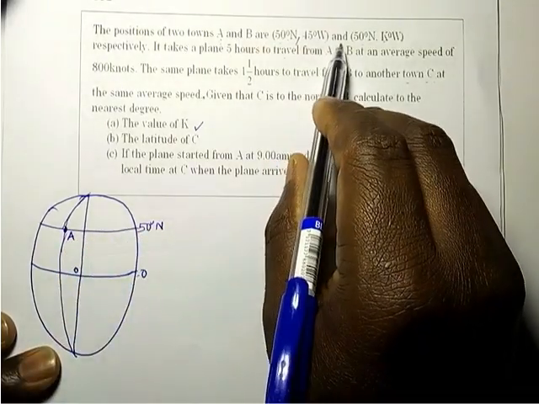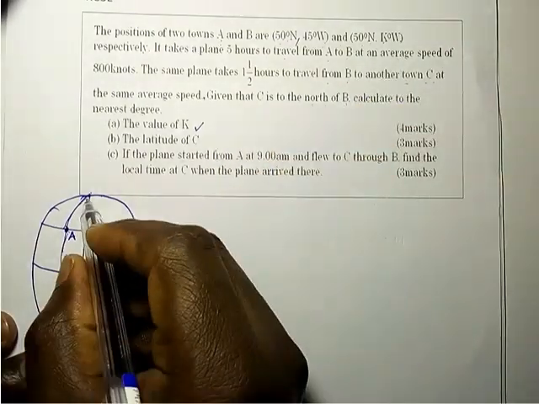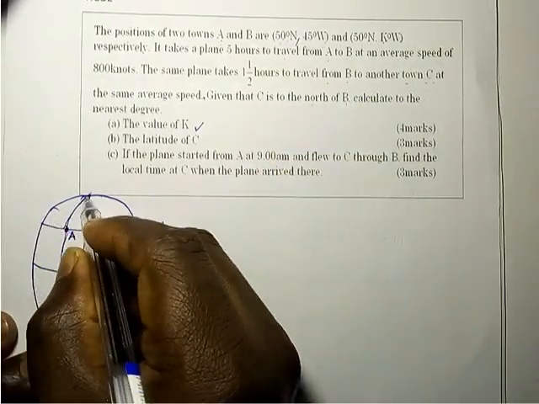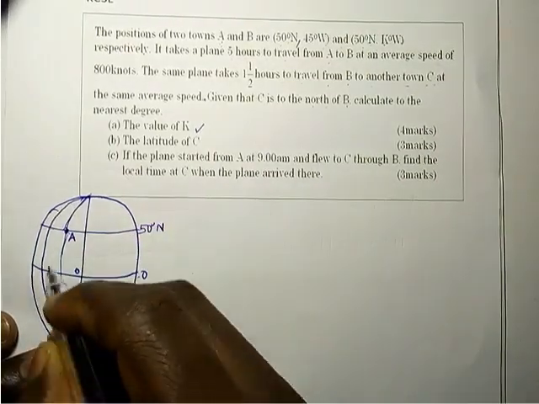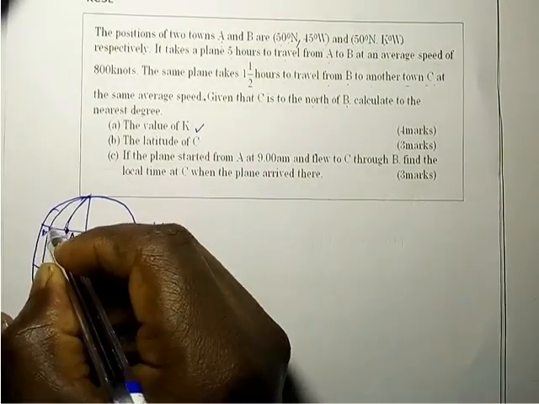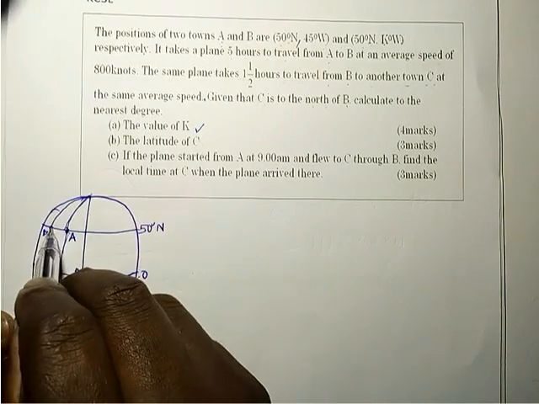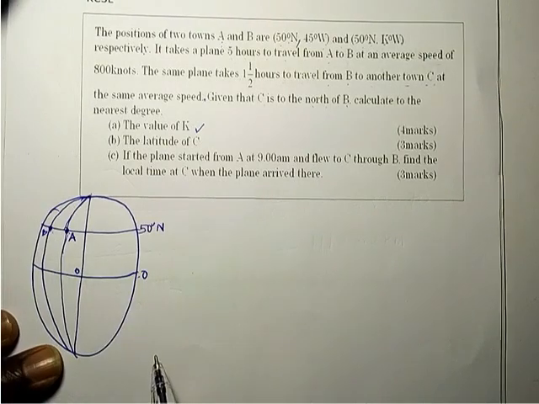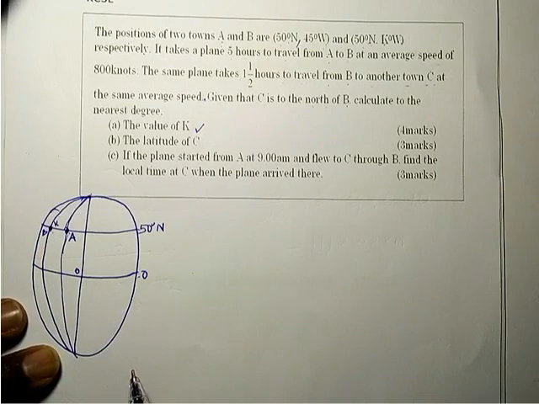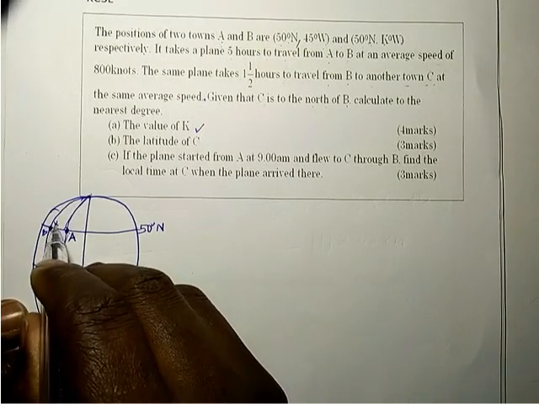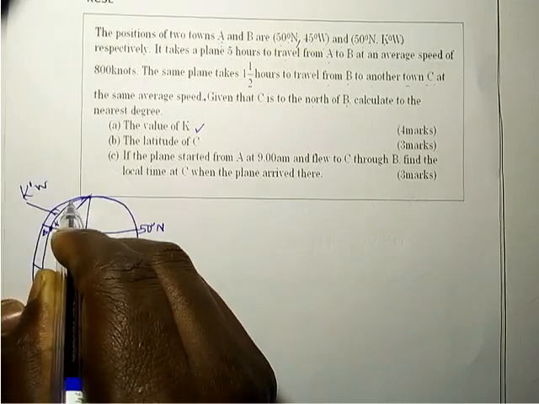Our point B is the same latitude but to the west again. So it could be somewhere there. We don't know where it is. So let me say this one is part B. It is on the same latitude but we don't know the longitude, so that's what we are looking for. So here is K. This longitude is K degrees west.